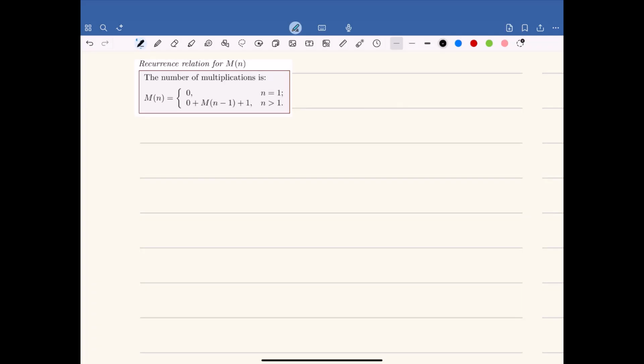To find the solution to the recurrence relation, we will use the back substitution method. First, we will write the recurrence relation. M of n is equal to m of n minus 1 plus 1. Now in the draft area, we need to write some of its iterations. The first iteration will be for m of n minus 1. So m of n minus 1 is equal to m of n minus 2 plus 1.